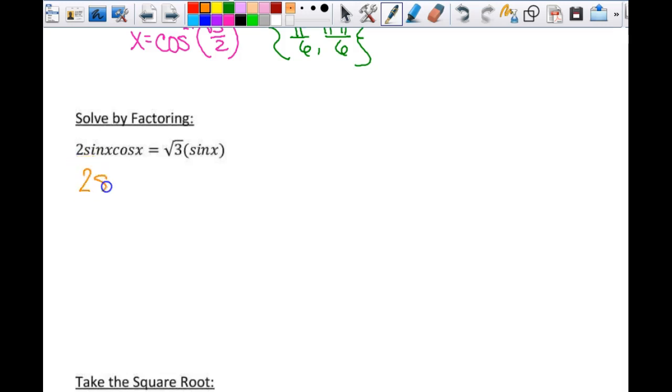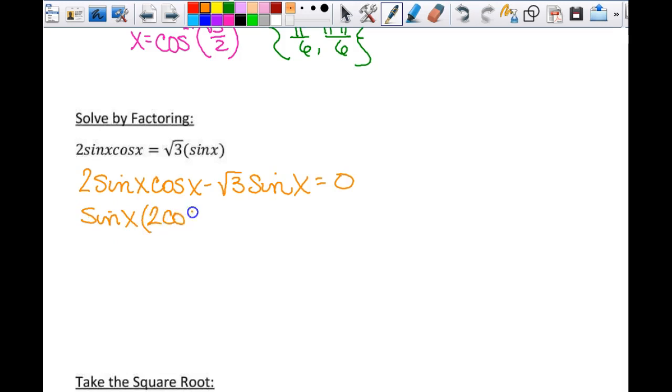So this is going to give me 2 sine of x cosine of x minus the square root of 3 times the sine of x equals 0. Okay, so now I've got it set equal to 0. So now, do I have a GCF? Yes, it's what? Sine of x. So sine x times 2 cosine x minus what? Square root of 3 equals 0.